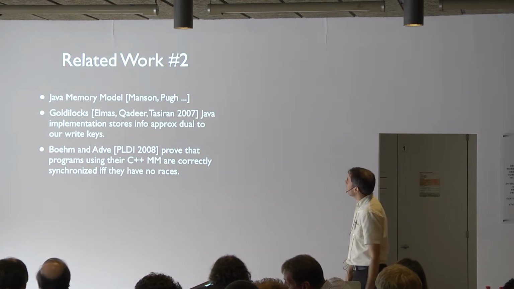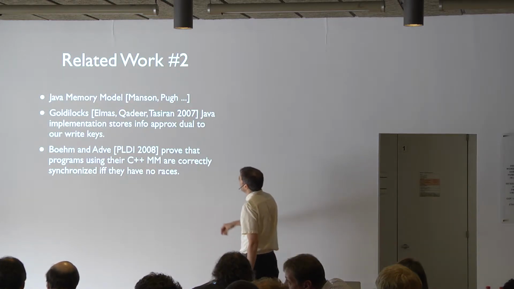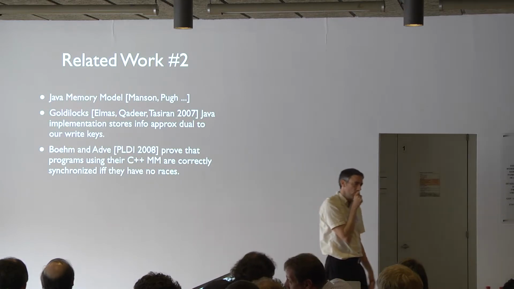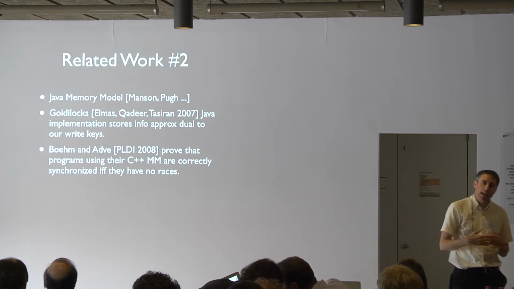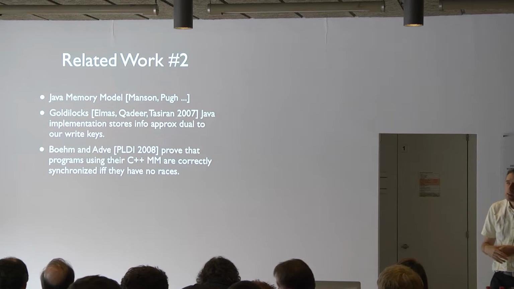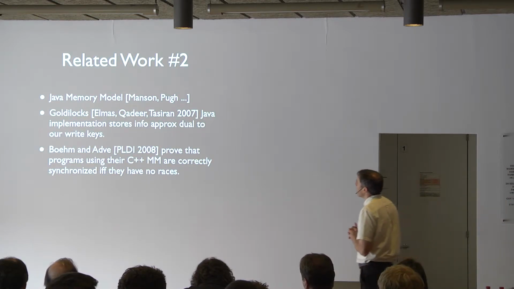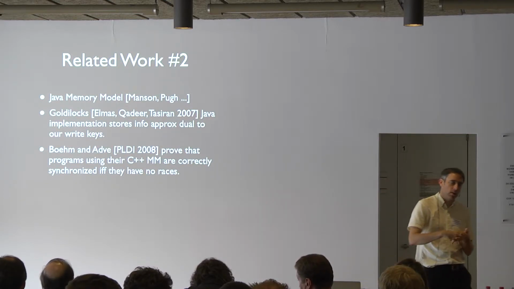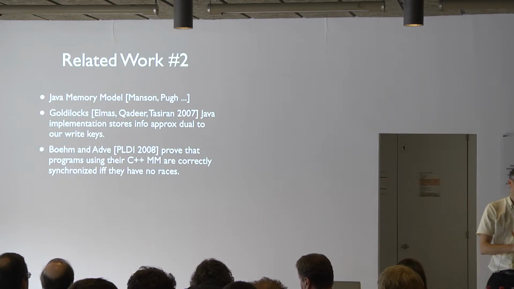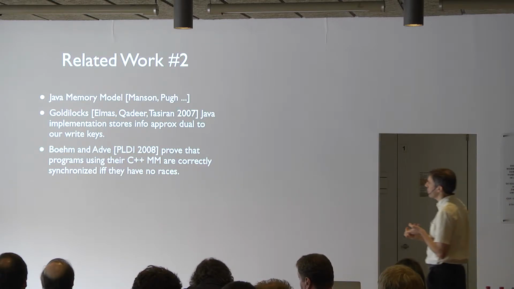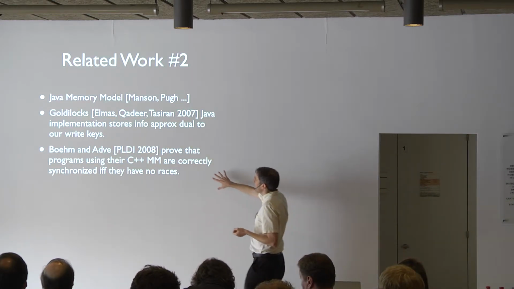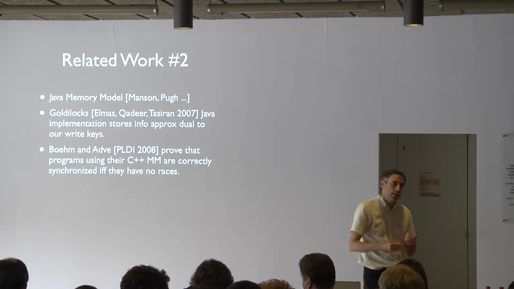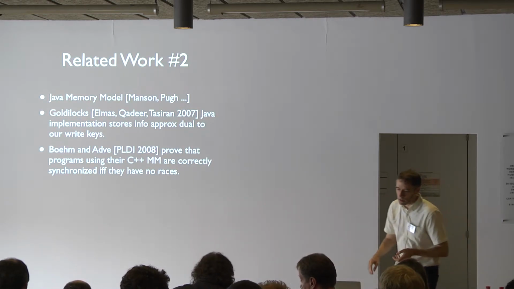The related work here, of course, is the Java memory model. I was interested that this Goldilocks detector had something very similar to write keys and actually dynamically detecting races, which is an interesting issue there. You wouldn't actually want to use our system directly to detect races. Not only does it not detect all of them, but you don't want to be carrying around these enormously large sets of integers. The C++ memory model in 2008 was proved, making a similar sort of connection between correct synchronization and lack of race conditions.